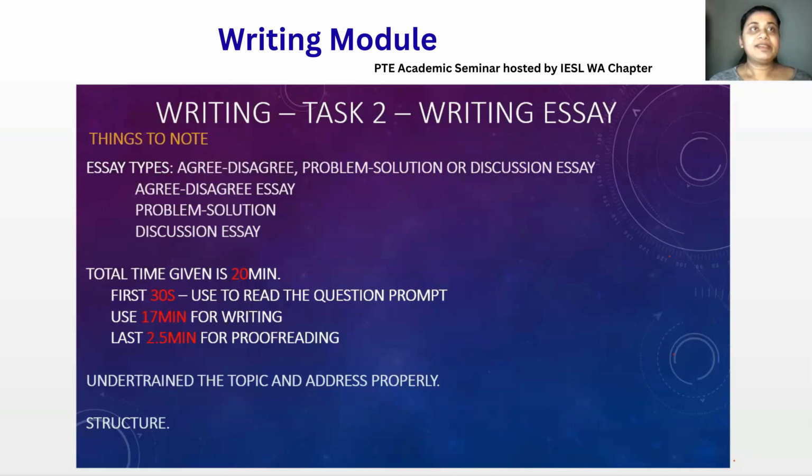Okay, now let's discuss what are the things that you have to consider here. There are basically 3 essay types. You will be given an agree, disagree, problem solution, or discussion essay. In total, you have 20 minutes. I would suggest you use the first 30 seconds to just read the question and try to understand the question prompt. And then you can use 17 minutes roughly for writing, and then try to keep at least 2.5 minutes for proofreading, because this is really important. Otherwise, if you have any grammar errors or any spelling mistakes, you will be penalized.